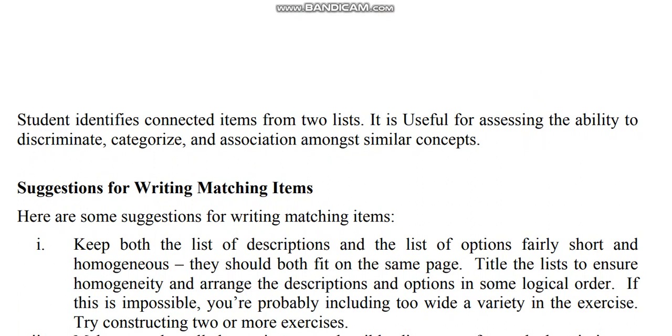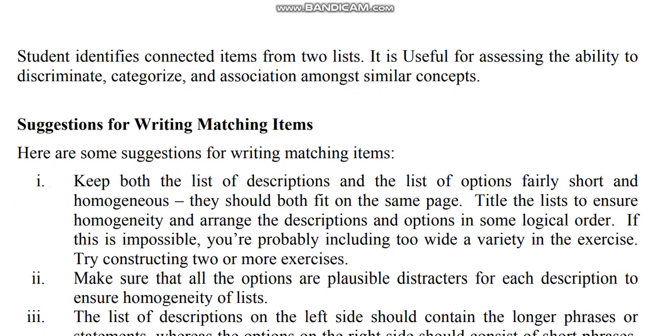First, keep both the list of descriptions and list of options fairly short and homogeneous. They should both fit on the same page. Title the lists to ensure homogeneity and arrange the descriptions and options in some logical order. If this is not possible, you are probably including too wide a variety in the exercise. Try constructing two or more exercises.